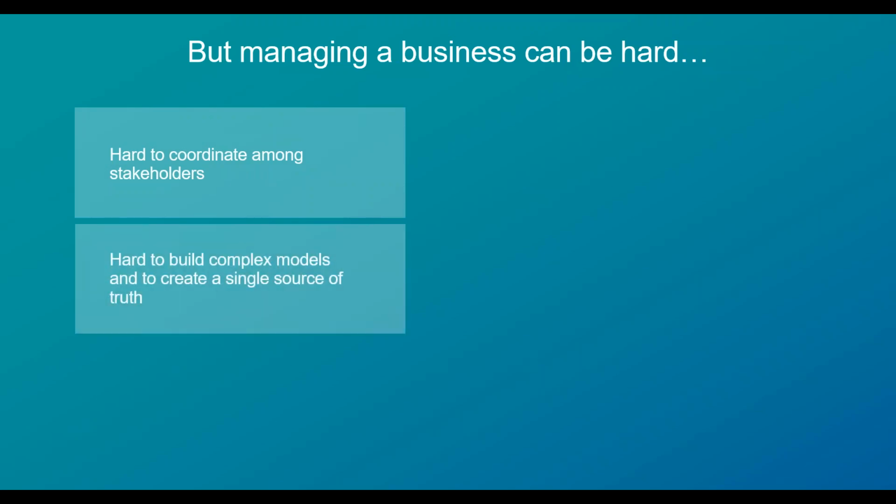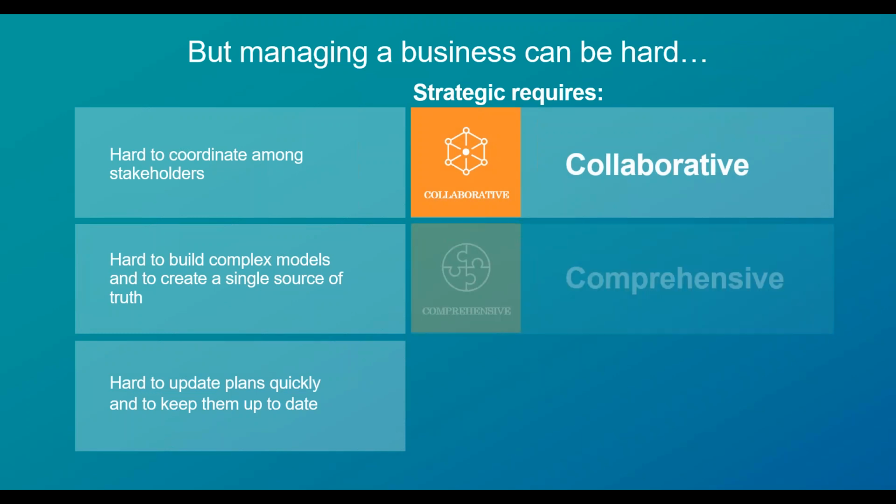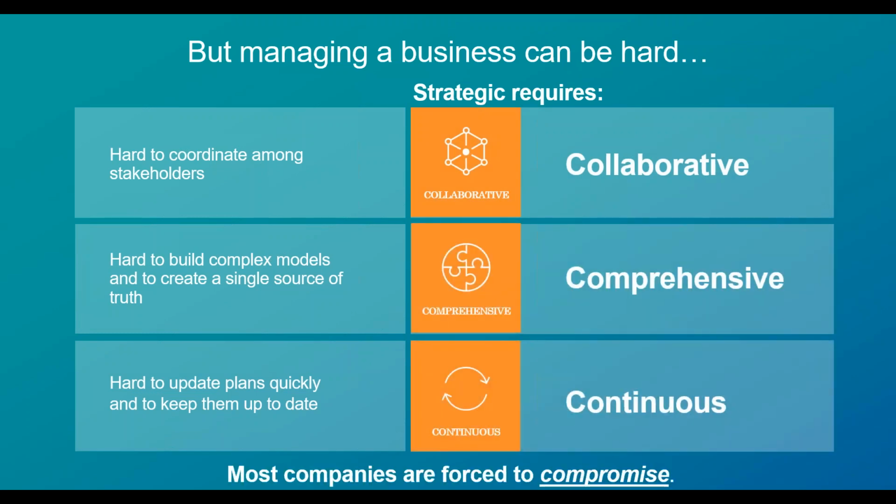So some of the challenges, right, of active planning. It's a great idea, it's a great concept. The first challenge with active planning is that it's hard to coordinate among stakeholders. It's hard to build complex models, create a single source of the truth, and it's hard to update plans quickly and actually keep them up to date. So in order to achieve that, you need something that's going to be collaborative, you need something that's going to be comprehensive, and you need a tool that allows you to continuously update your plan and keep things up to date.